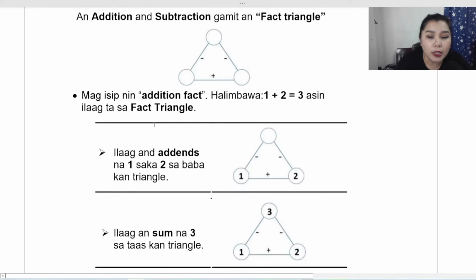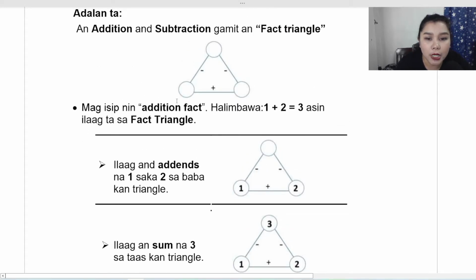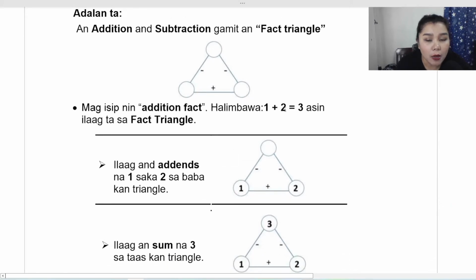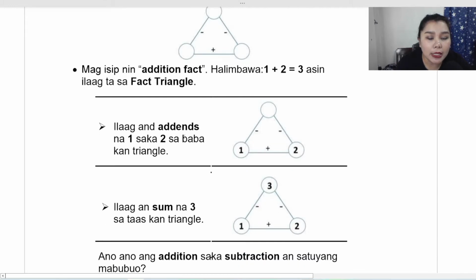So, what you can do is, let's try following these steps. So, mag-isip ng addition fact. Halimbawa, 1 plus 2 equals 3. So, diba we already learned that in addition, if you have 1 added with 2, the answer is 3. As in, ilagay natin sa fact triangle. So, ilagay ang addends. If you remember, 1 plus 2 equals 3.